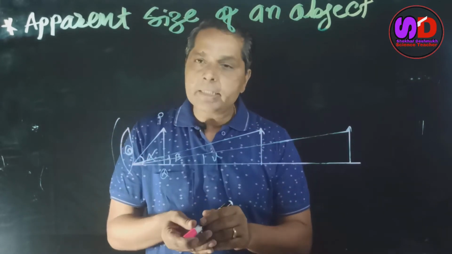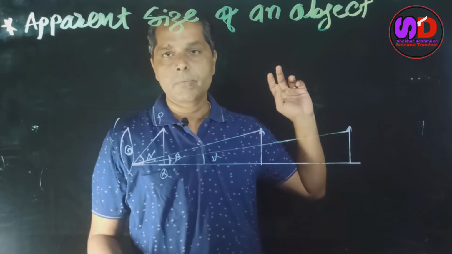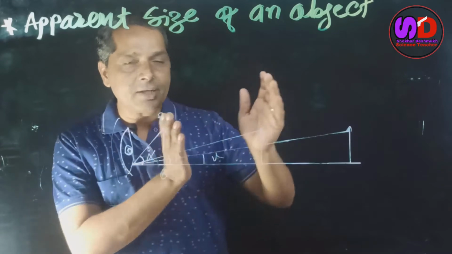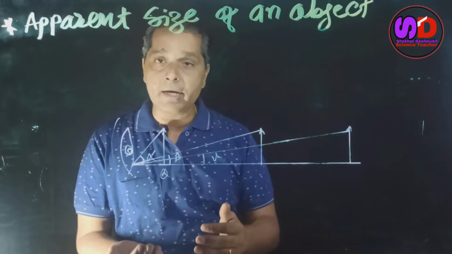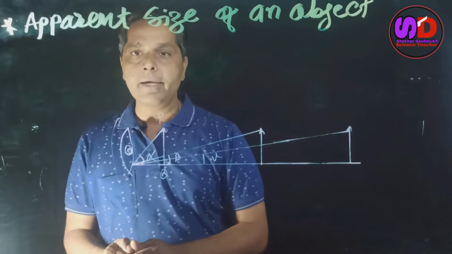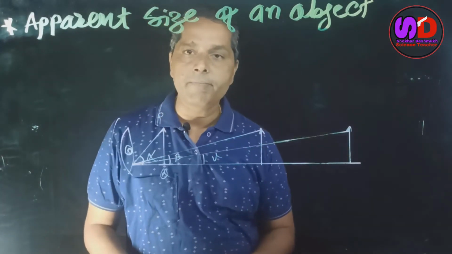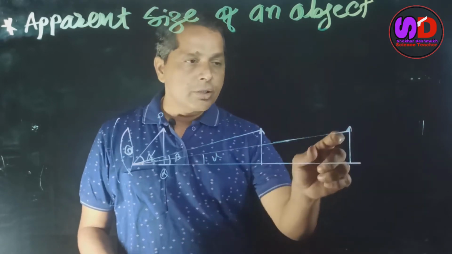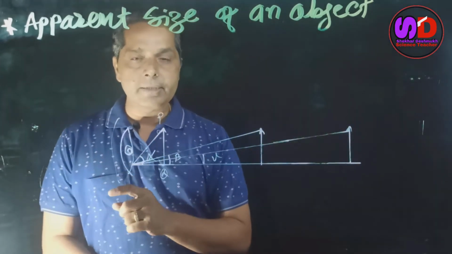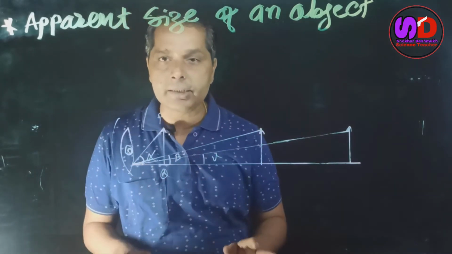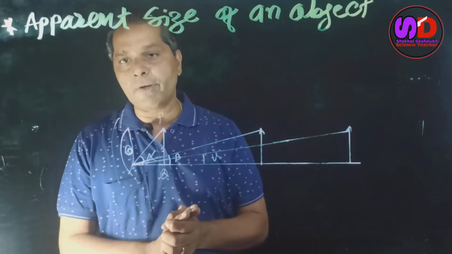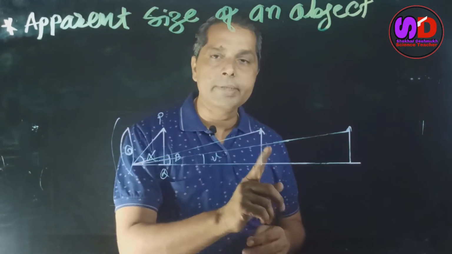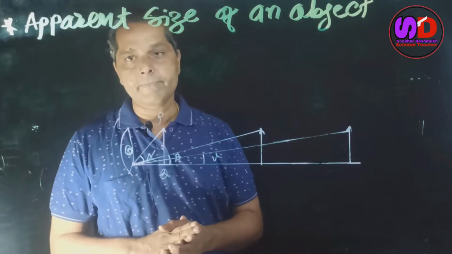So as the object is going away from you, the angle made by that object with your eye is becoming smaller and smaller, and therefore the object appears to be smaller. So this is nothing but the apparent size. That is not the actual size. Actual size is not changing. This is the apparent size of an object, and it depends on the angle made by that object with your eye. Clear?